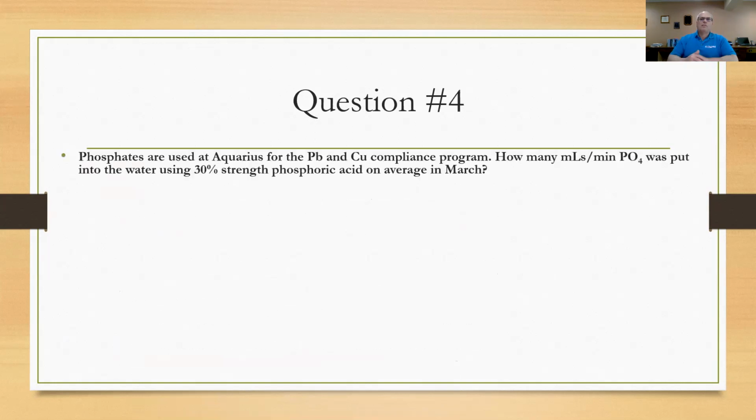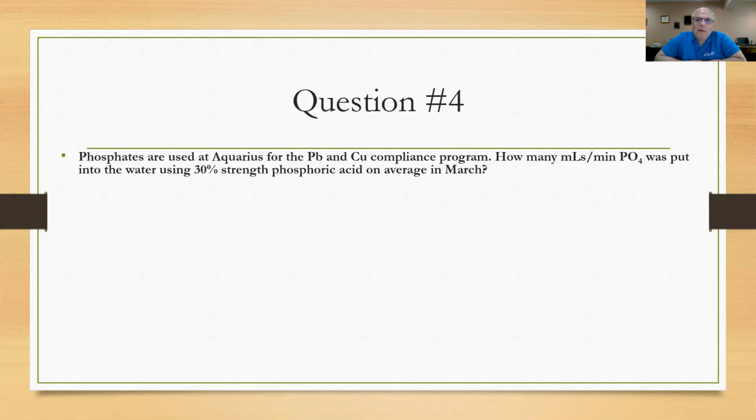Now, this is a little bit more difficult. This one actually took me 4 pages to work out. So if you want to work this one, you'll be stopping the video after I read this information to you. The phosphates are used at the Aquarius plant for the lead and copper compliance program. So they use phosphoric acid.